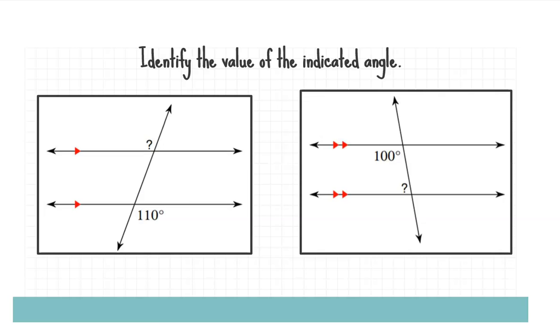So we have 110 degrees for this angle here. And then we have an unknown value for our question mark. So we know that these two angles are going to be alternate exterior angles, opposite sides of the transversal, and they're both outside of our parallel lines. So we know that alternate exterior angles are going to be congruent. So if this angle down here is 110 degrees, then that means that our missing angle is going to be the same, 110 degrees. They are both congruent.